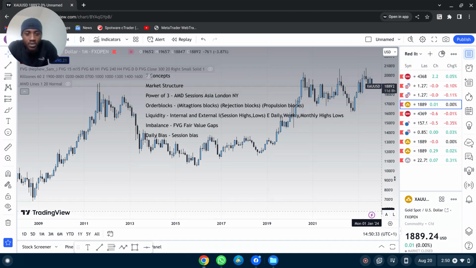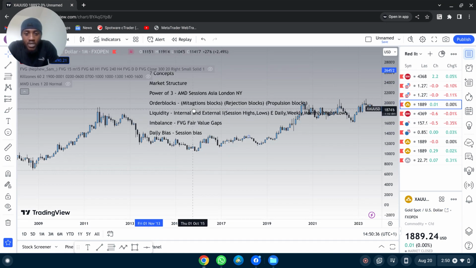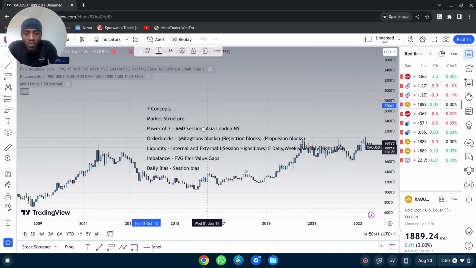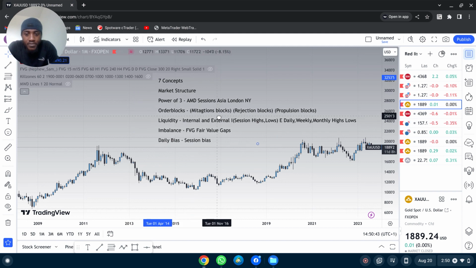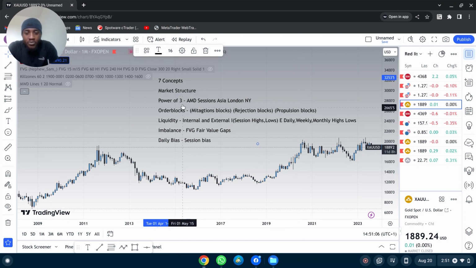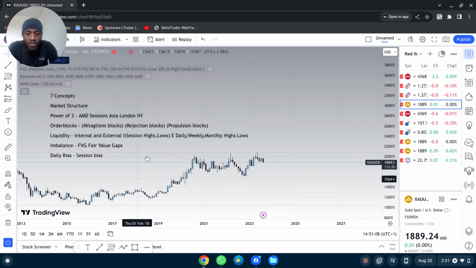So these are the key things we have right here. Why are these things so important? Without them, trading becomes difficult, in my opinion. Alright, now let's go through them, slowly but surely.